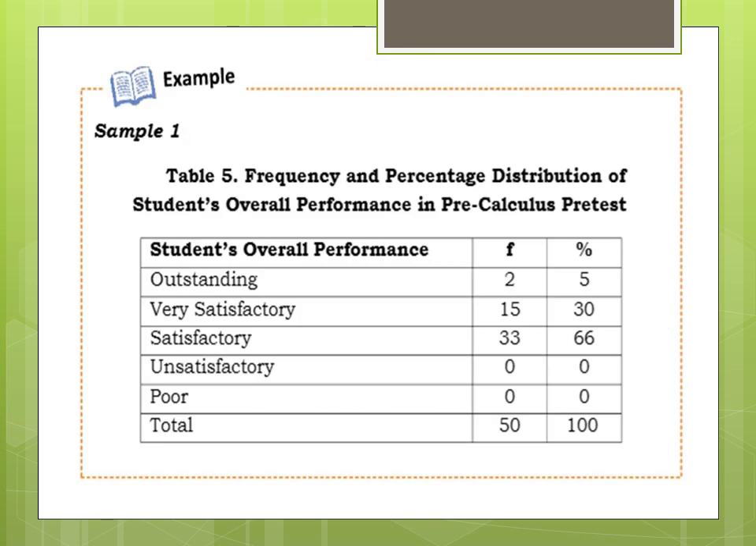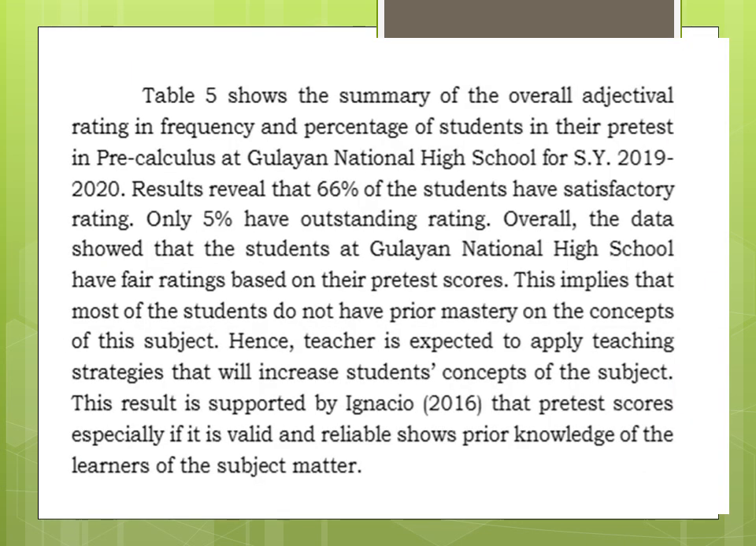Students' overall performance: outstanding, very satisfactory, satisfactory, unsatisfactory, and poor. Presented in tabular form, Table 5 shows the summary of the overall adjectival rating and frequency and percentage of students in their pre-test in pre-calculus at Culayan National High School for school year 2019 to 2020.